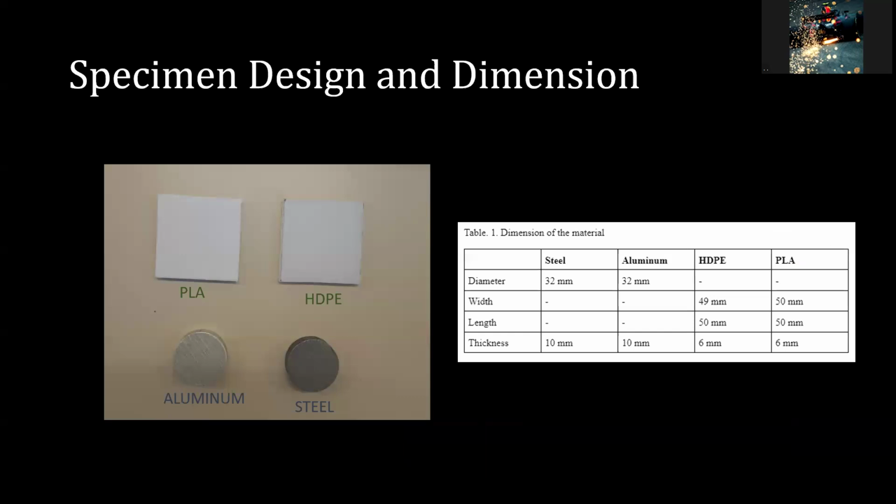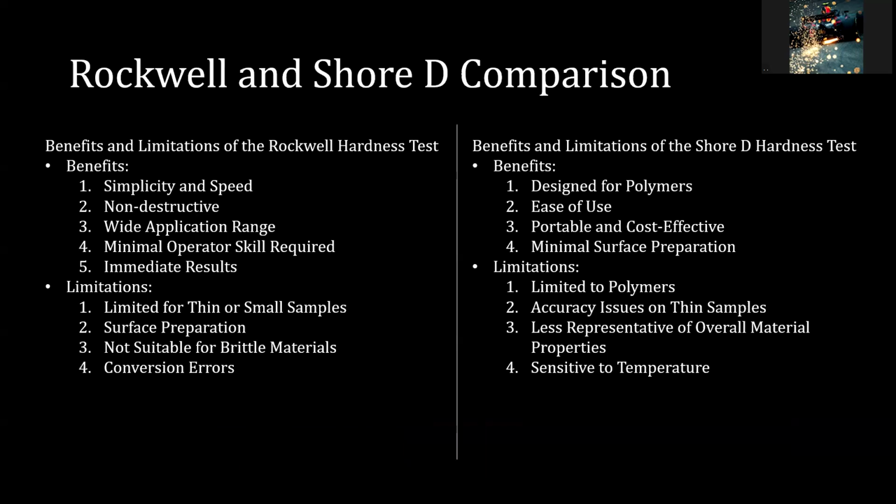And here are the specimens tested in this experiment, which consist of steel, aluminum, PLA, and HDPE. The design and dimensions for the metal and plastic groups differ due to the varying standard methods for testing each material. The metal group was tested using the Rockwell method, while the plastic group was tested using the Shore method.